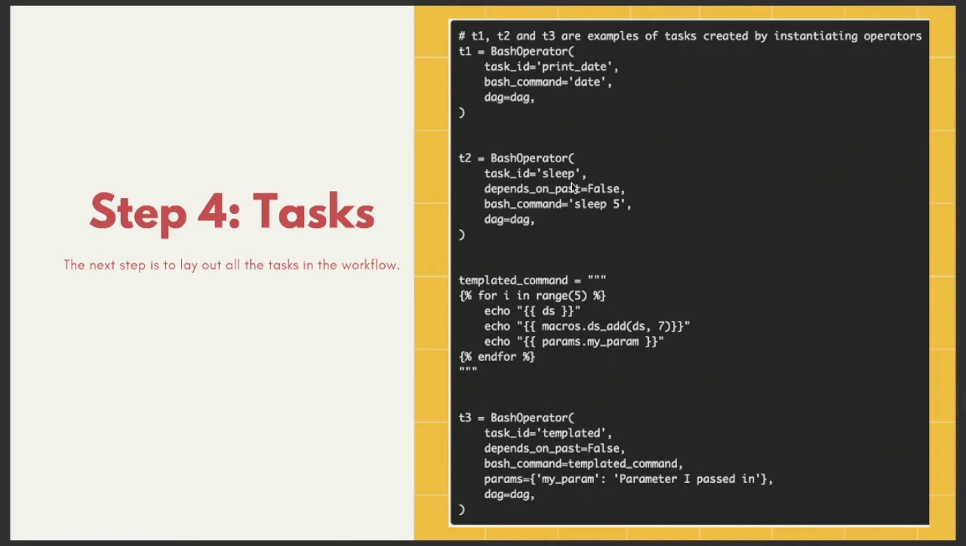We need to create an object with the bash operator that we imported, and we're going to assign each task. We'll see later in the coding example. And then we need to create a template command and instantiate it. We're going to instantiate 3 tasks in this module.